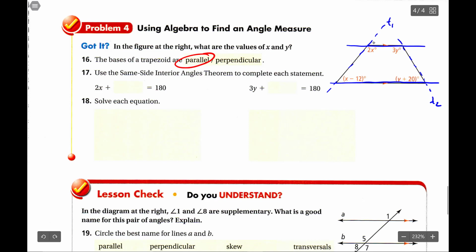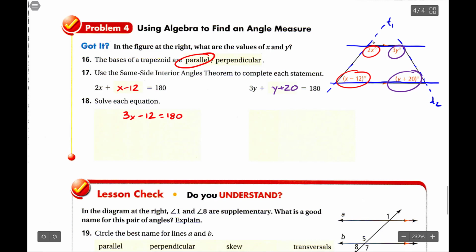So now we have formed two interior angle pairs that are same side. So it's these two and these two. So if I add the two angles in red, they should equal 180 degrees. So we have 2x plus x minus 12. And then on the right-hand side, we have 3y plus y plus 20 equals 180 degrees. Now let's just simplify those. 2x plus x is 3x, minus 12 is equal to 180.